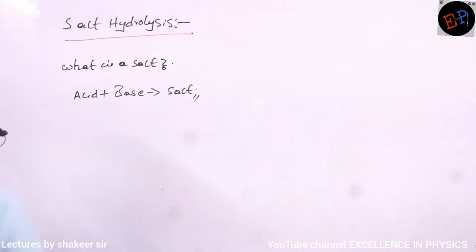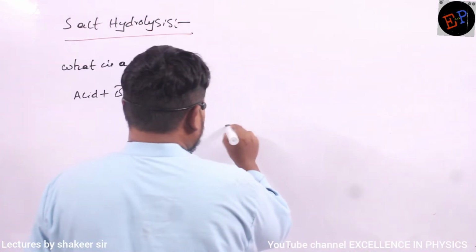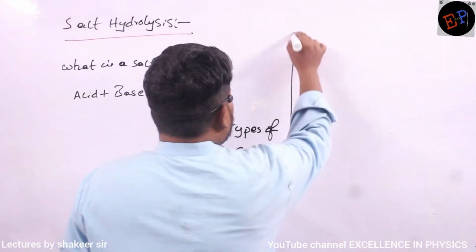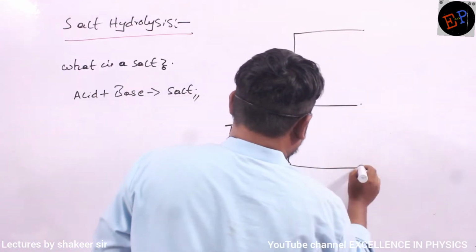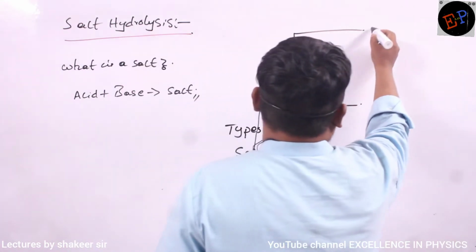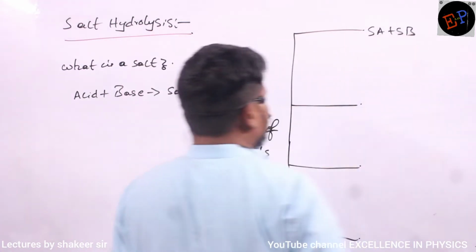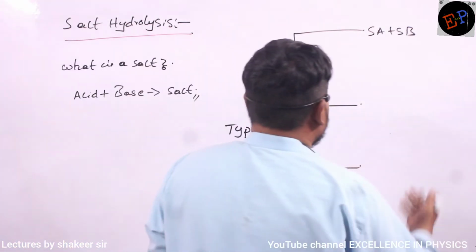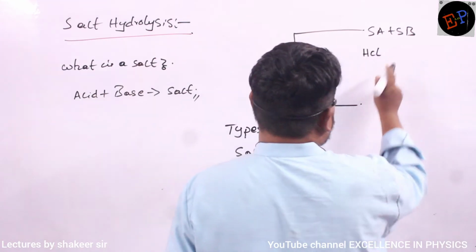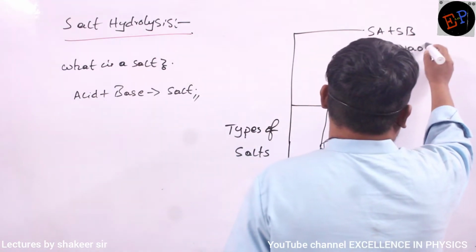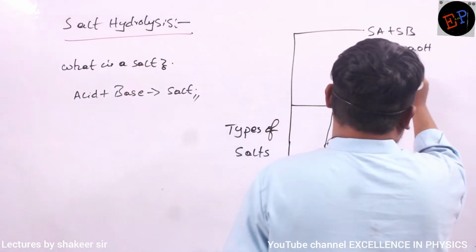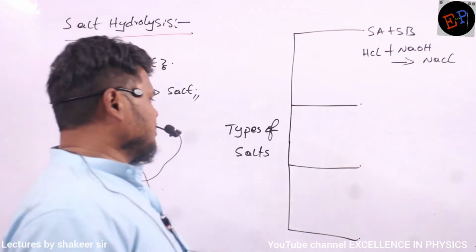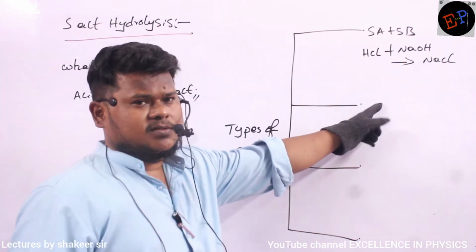And how many types of salts are possible? Here we will write down the types of salts. Salt may be formed from a strong acid plus a strong base. For example, HCl is a strong acid and NaOH is a strong base. When they react with each other, the salt which is formed is NaCl. So this is one kind of salt, formed from a strong acid and a strong base.